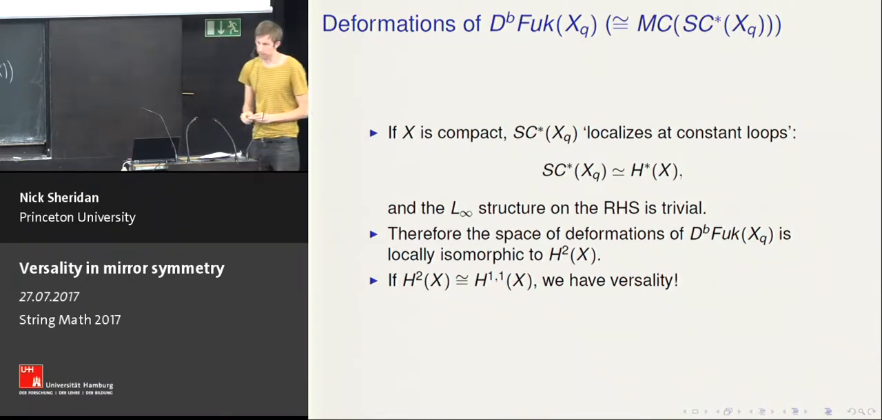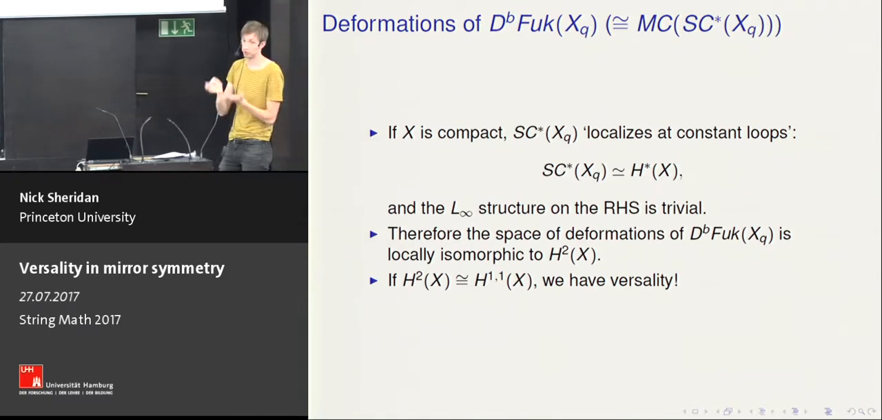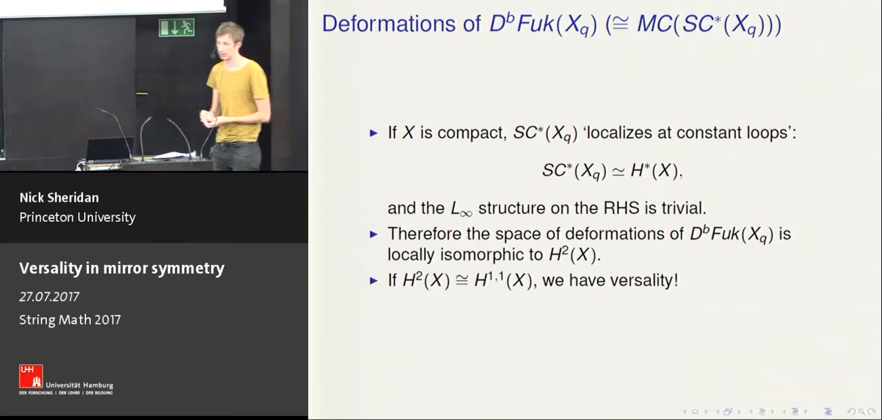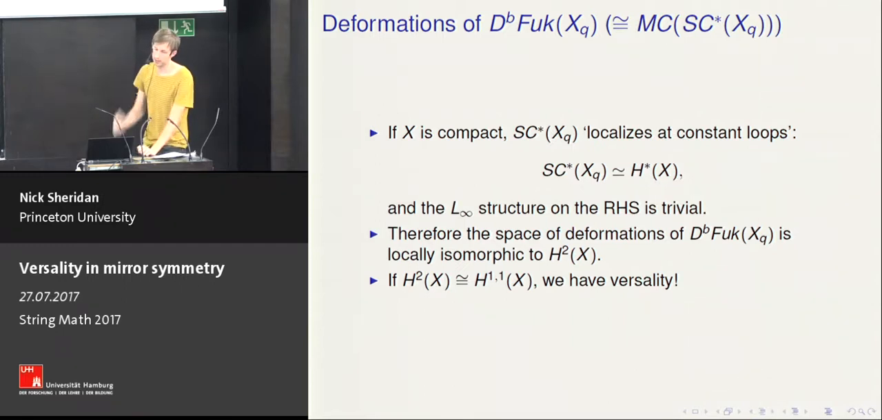Okay, so to show you how useful this idea is, I'm going to first talk about that simpler versality result that I mentioned right at the very start, in the case where we're looking at the Fukaya category of a compact manifold. In this case, this Floer homology localizes at the constant loops. So we have a map from X into the free loop space, just mapping a point to a constant loop at that point. And this induces a quasi-isomorphism between this Floer homology and the cohomology of X.